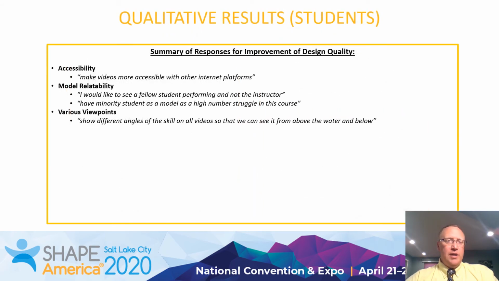So what does this mean? Our qualitative results from the surveys were: how do we improve the design quality, accessibility, model relatability, and various viewpoints. Most people would like to see a model that looks like them, same age, same sex, maybe even same race. They wanted the videos to be more accessible other than just YouTube. Maybe you could post them in some sort of video catalog on your email. And then they would like to see different viewpoints. Although some of the videos had multiple viewpoints, they'd like to see the same exact activity going on from 3 different viewpoints or more.